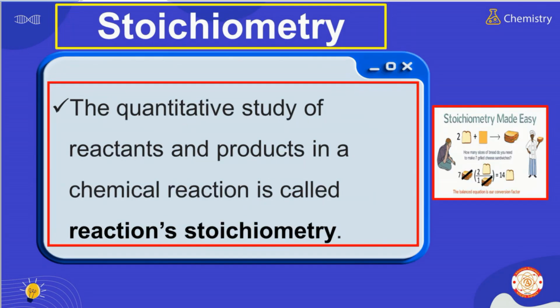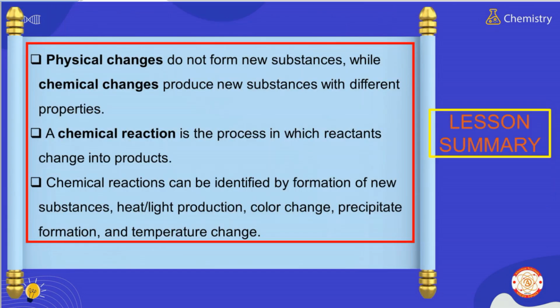So the other point is stoichiometry. So stoichiometry is the quantitative study of reactants and products in a chemical reaction. Stoichiometry is the study of the quantitative relationship between reactants and products in a chemical reaction.